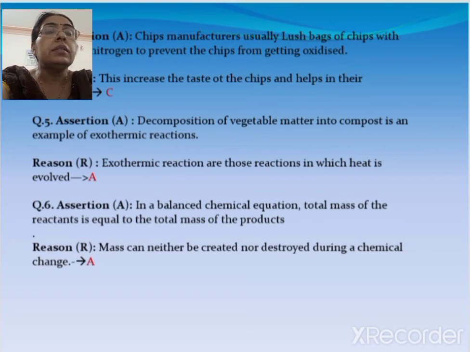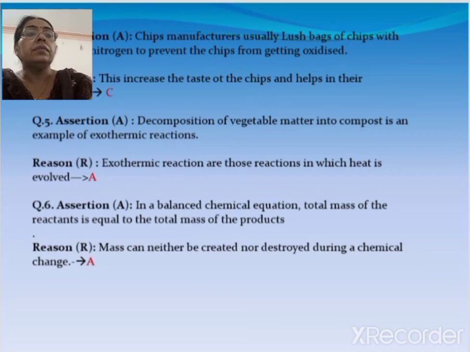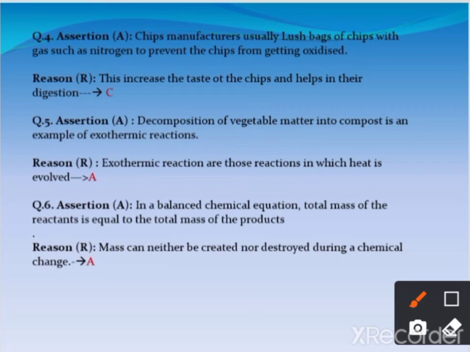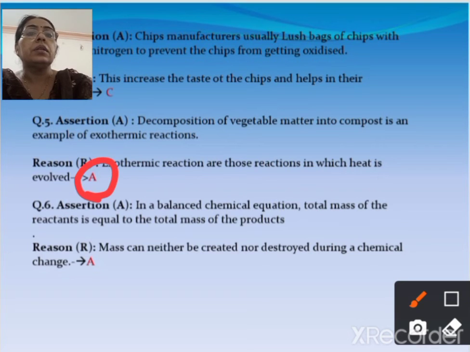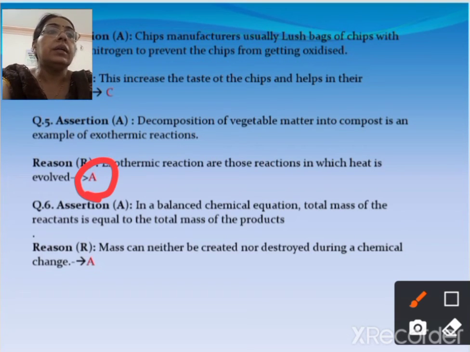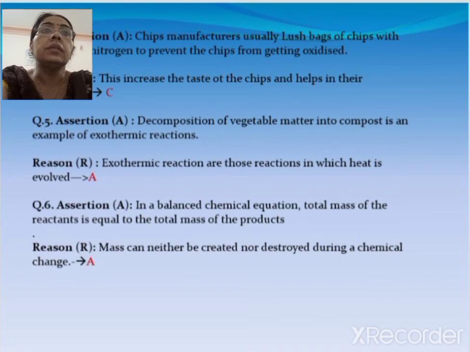See, both assertion and reason. The assertion is correct. And the reason is also correct. And whatever reason is given here is also the correct explanation of the assertion. So because of this, we will choose the correct option A, because A and R both are correct, and R is the correct explanation of A. Now come to the last question.